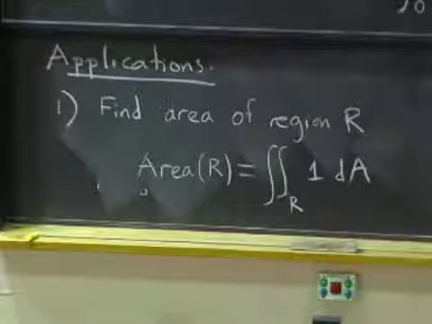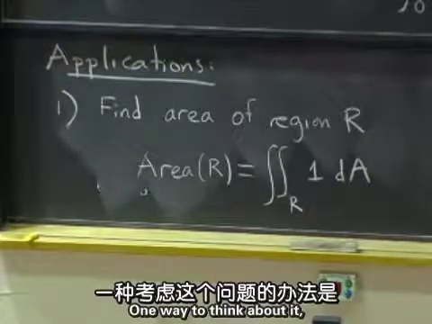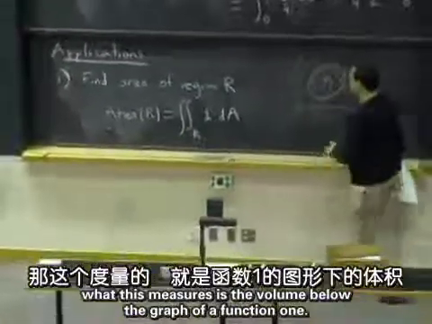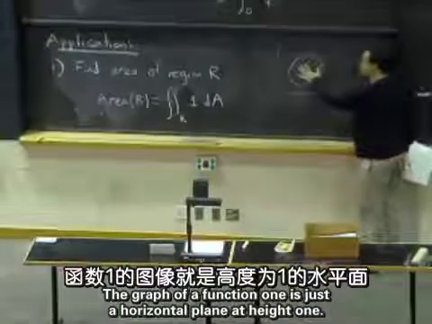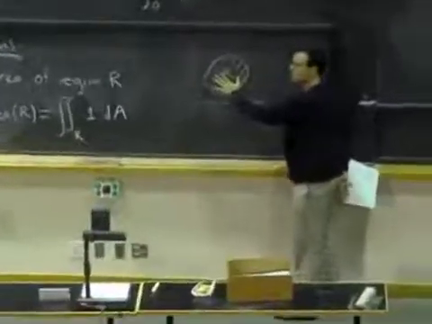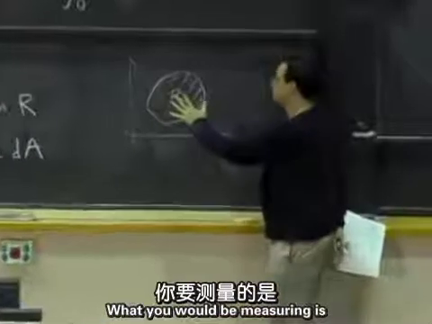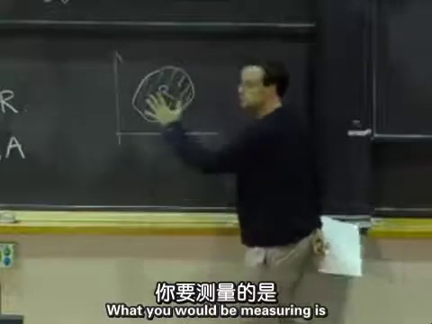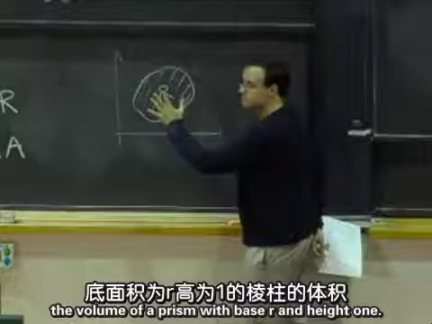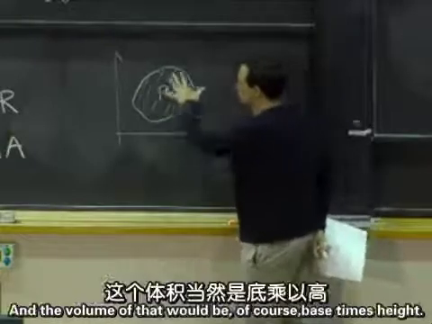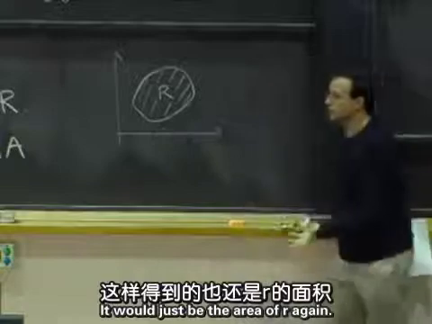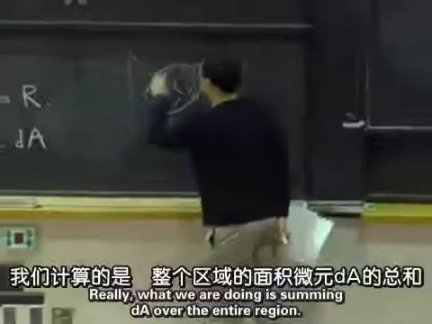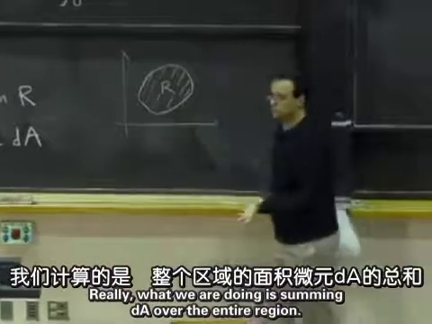So one way to think about it, if you're really still attached to the idea of double integral as a volume, what this measures is the volume below the graph of a function 1. The graph of a function 1 is just a horizontal plane at height 1. So what you'll be measuring would be the volume of a prism with base R and height 1. And the volume of that, of course, would be base times height, so it would just be the area of R again. But we don't actually even need to think about it that way. Really what we're doing is we're summing dA over the entire region.